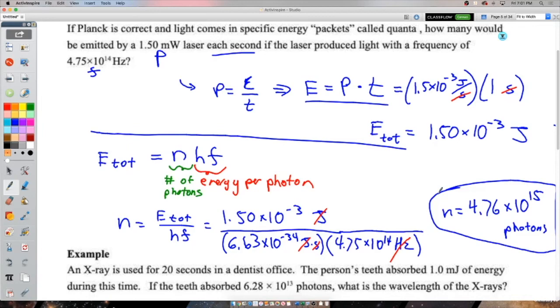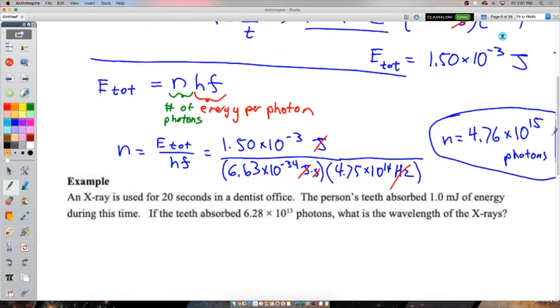Can't see me, but I just put my pinky to the corner of my mouth. And that's for a little laser, a 1.5 milliwatt laser. That's not even that good of a laser. So photons, very small packets of energy, yes, but still the minimum amount.